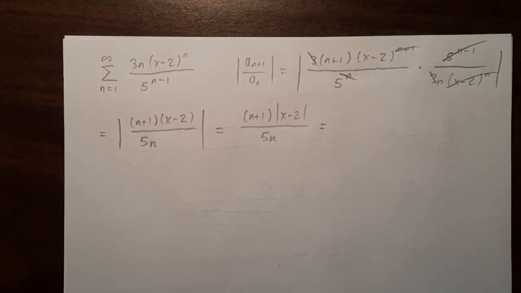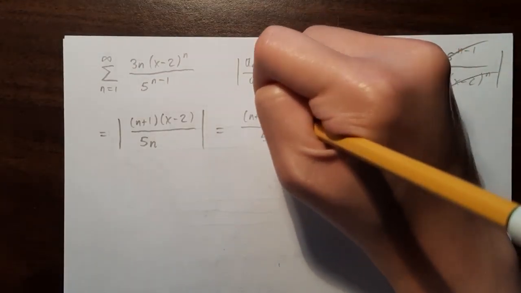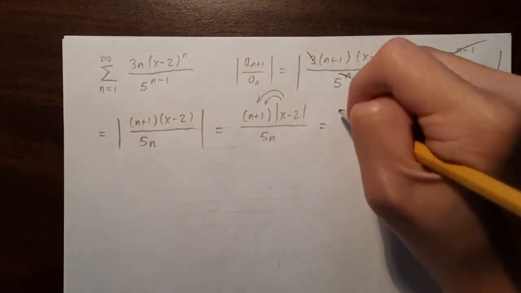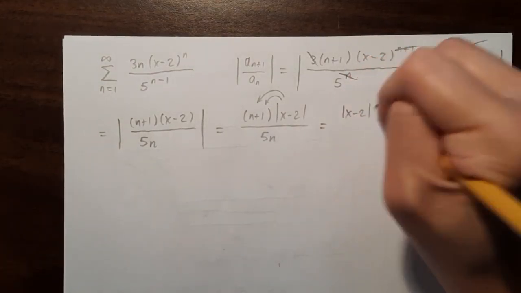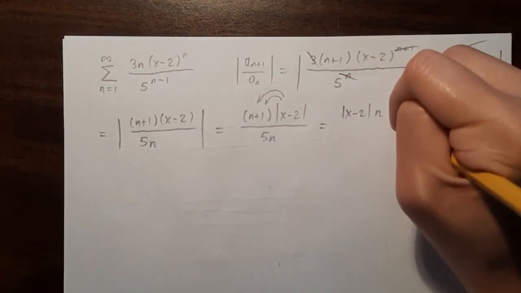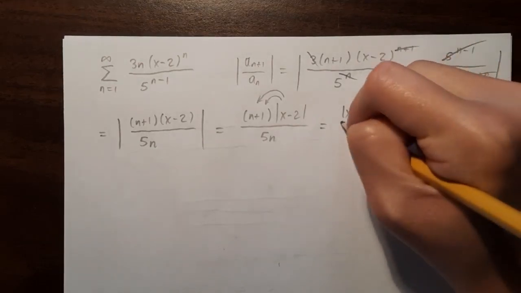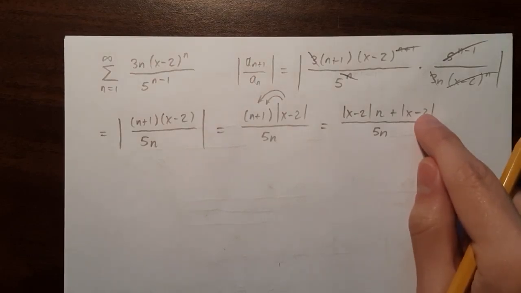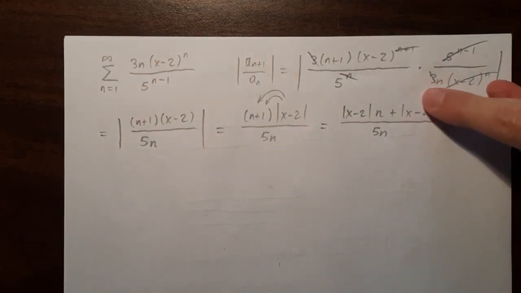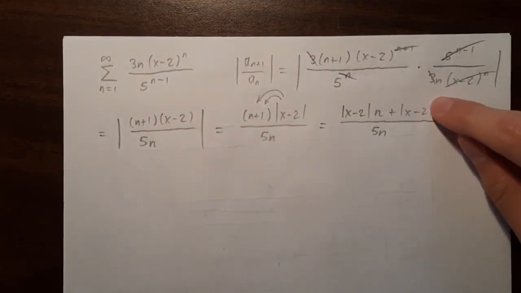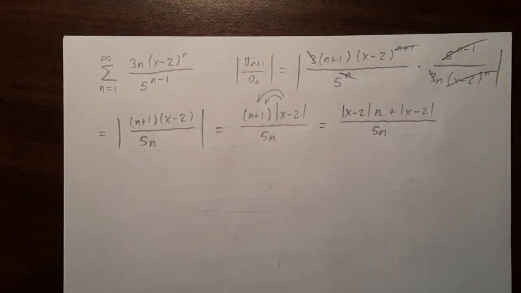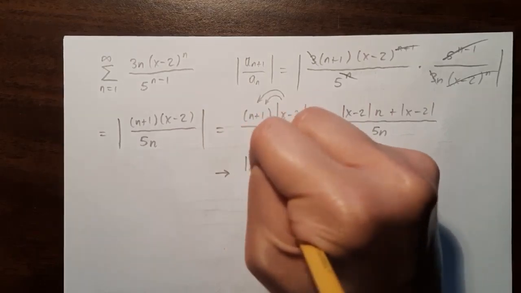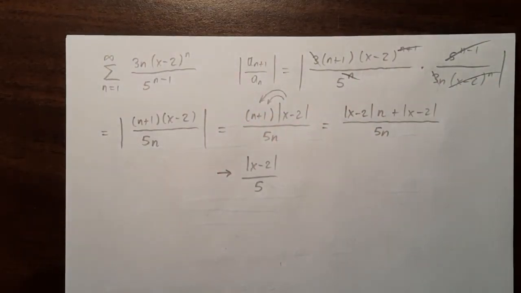So let me find what the leading coefficients are, at least as far as n is concerned. Let me distribute this thing to each copy of n. That's going to give me |x minus 2| times n plus |x minus 2|, all divided by 5n. And again, remember, x minus 2 is just a stand-in for a constant in this case. So the ratio of my leading coefficients is going to be |x minus 2| over 5.